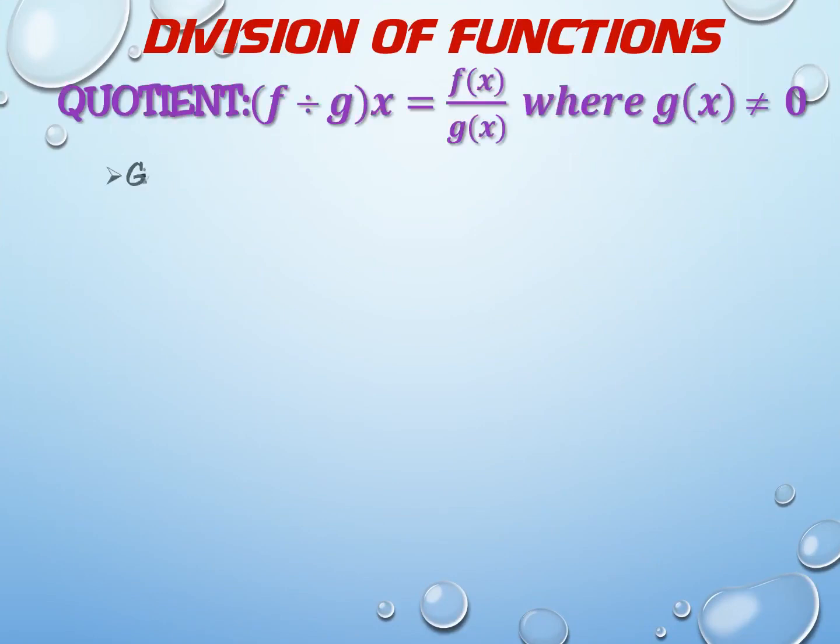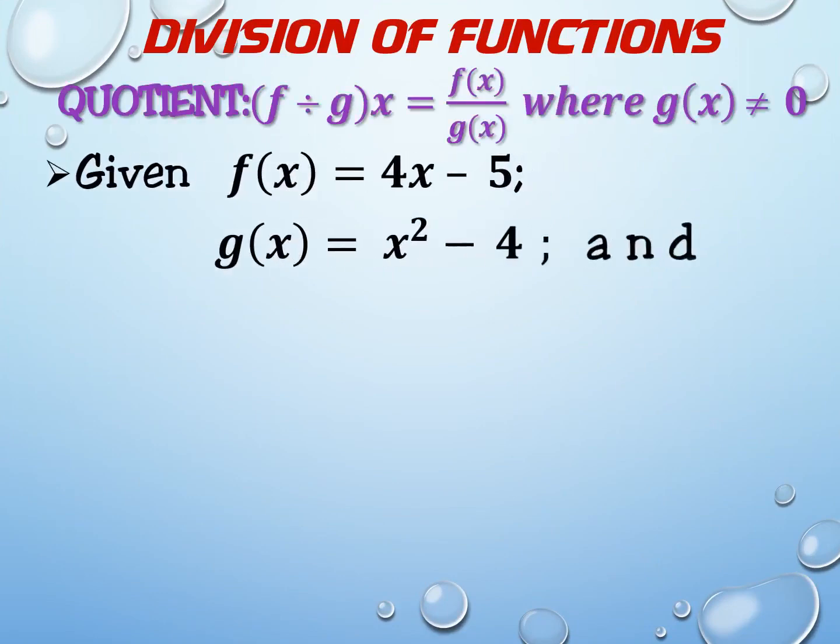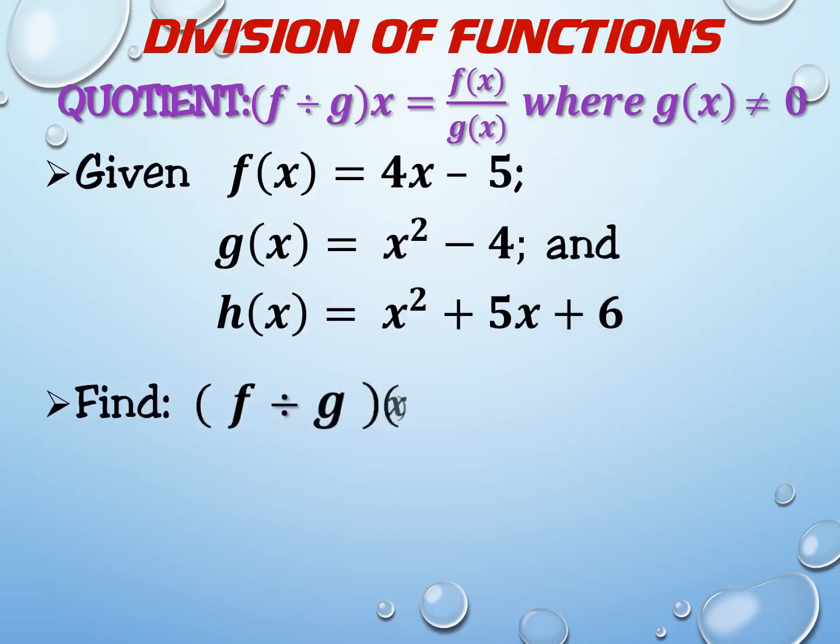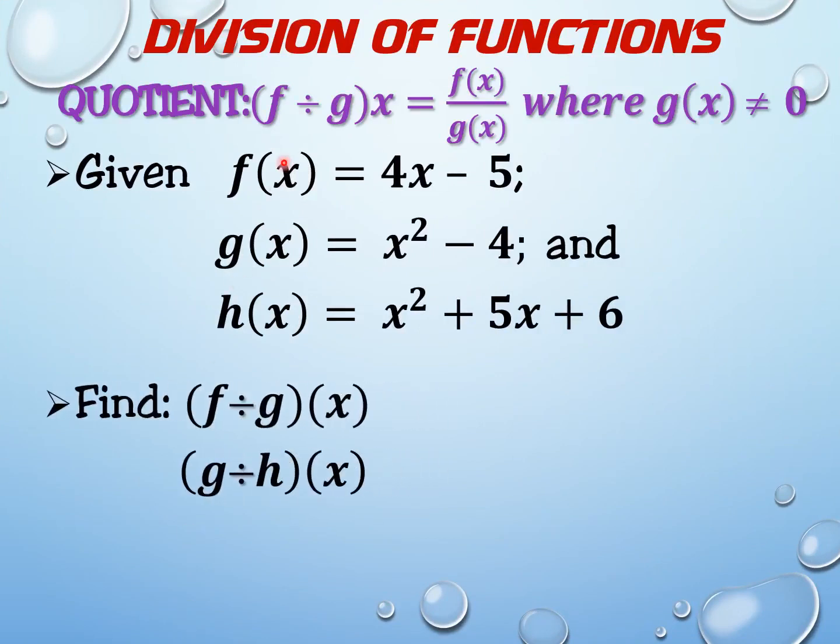Okay, let's move on now to the last operation, which is division. So for the quotient, you have here f divided by g of x is equal to f of x over g of x, where g of x, or your denominator, should not be equal to 0, so that our function will not be undefined. So still the same given, but this time you are asked to find f divided by g of x and g divided by h of x.